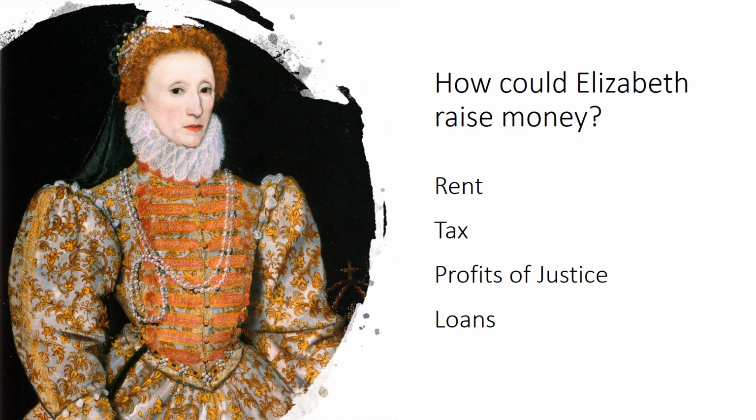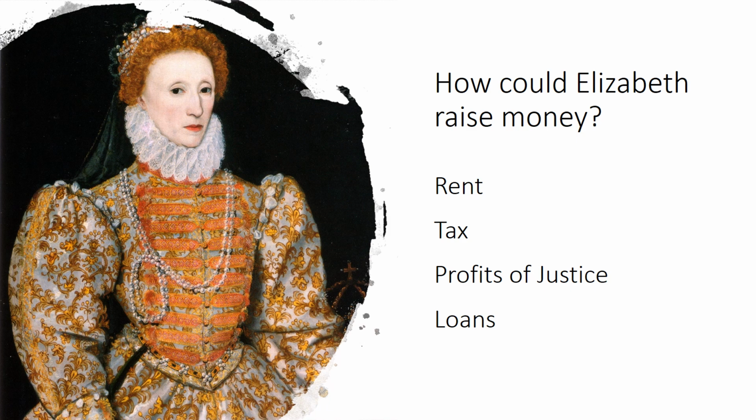So then, what could Elizabeth do? How could she raise money? Well, she's got a number of options. Rent is an option. So she rents land, rents property, and the income from that goes in the Crown's purse and contributes to whatever she needs the money for. There's the age-old method of tax and raising taxes. If she whacks a tax on something or decides to increase the tax on something, that's obviously going to bring in more revenue, but it is going to annoy people at the same time.